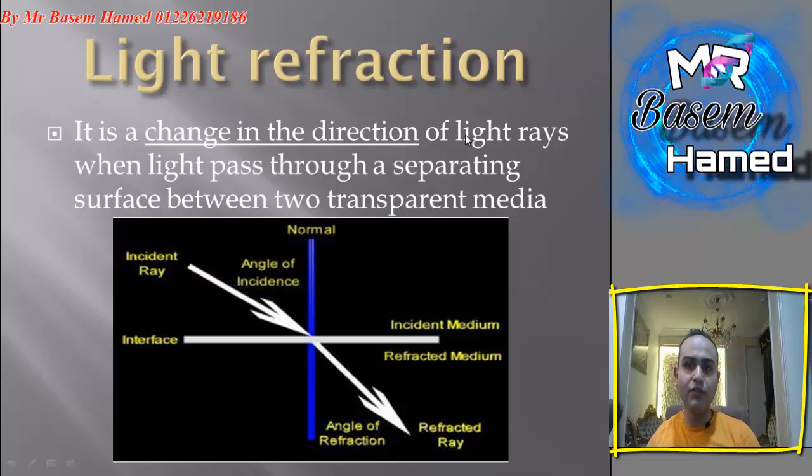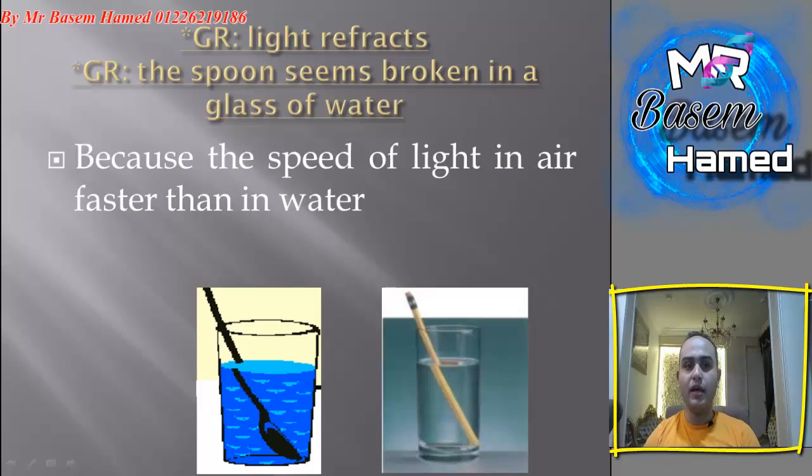Refraction is the change in the direction of light rays when the light passes through a separating surface between two transparent media. Again, what is light refraction? It is the change in the direction. Look, light travels in a straight line. It changes its direction when it passes the separating surface between those two transparent media.